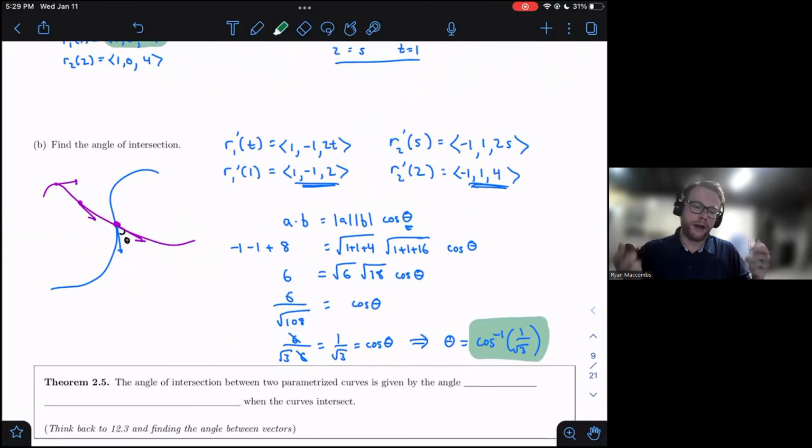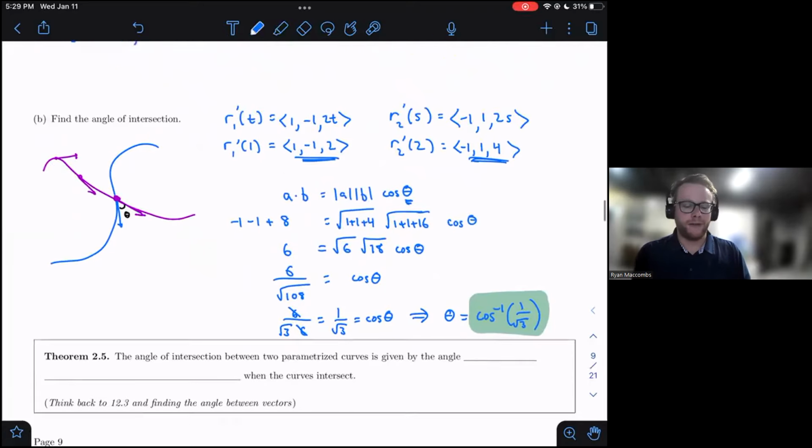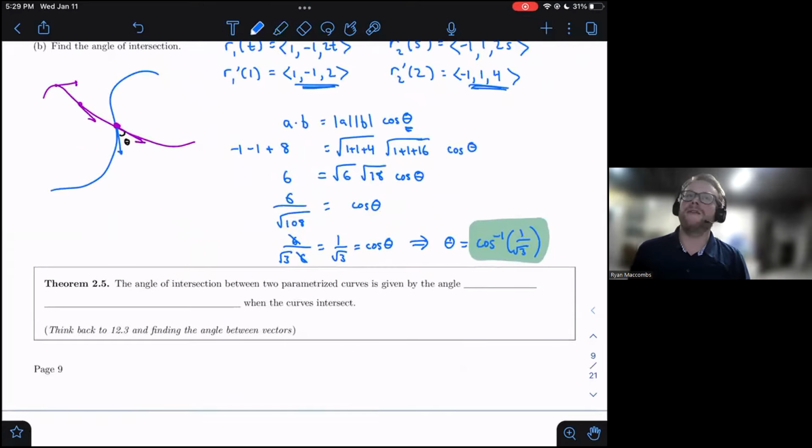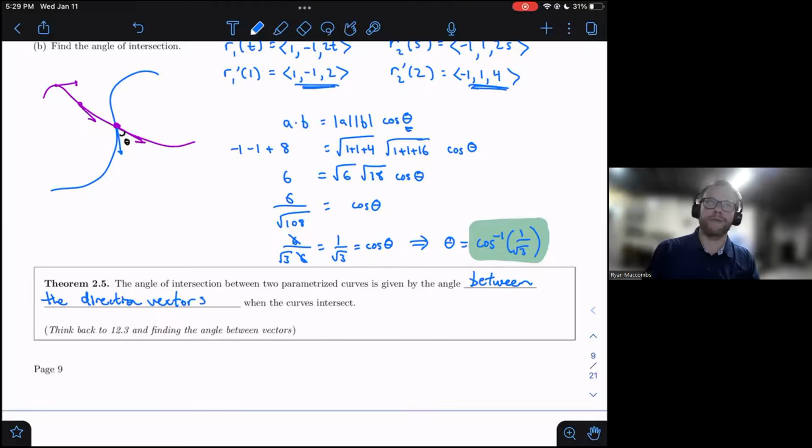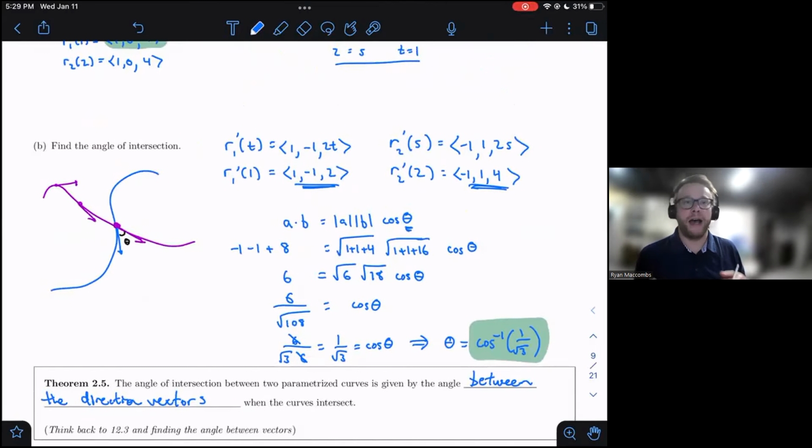So again, it'd be nice to bottle this. And so I have a theorem for us. The angle of intersection between two parametrized curves is given by the angle between the direction vectors when the curves intersect. So those direction vectors, remember, you get from the derivative. So you take the derivative of each one of these. And again, notice that very special when the curves intersect.